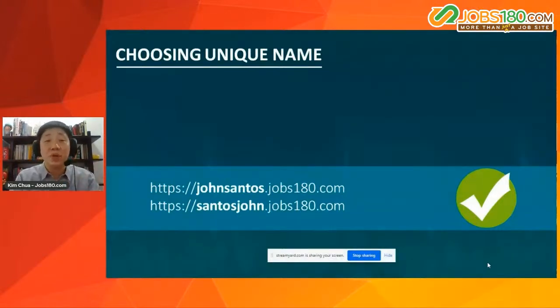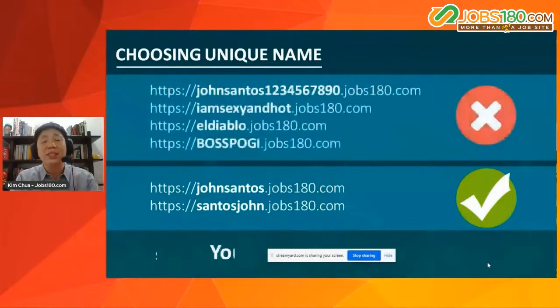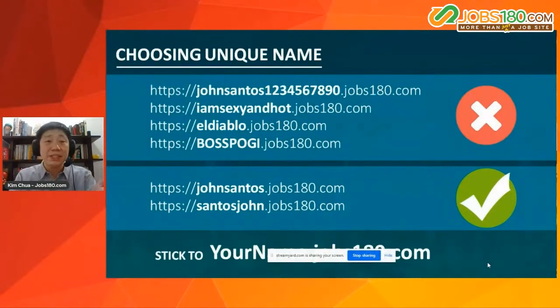Pwede mo gawin, baliktarin mo, gawin mo santosjohn.jobs180.com o kaya J Santos o kaya Santos J o kaya JS o kaya SJ. Depende kung ano gusto mo gawin. Basta importante, wala kang kapangalan. Okay? Wala kang kapareho. Now, when you do this, huwag kayong OA. Do not create yung mga ganong klaseng over-creative na mga resume link because it doesn't look professional. Imagine submitting to a company with your resume link that says eljablo.jobs180.com. Hindi yan mukhang professional.